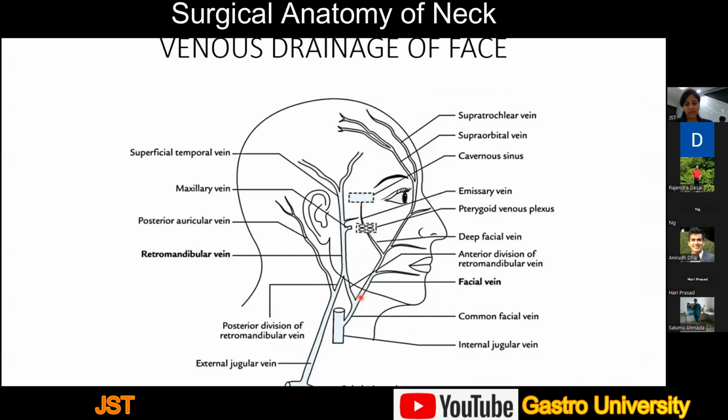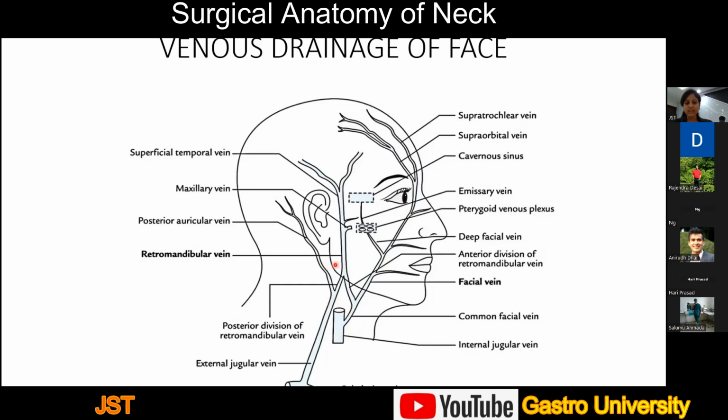Now, this facial vein is joined with the anterior division of the retromandibular vein, which forms the common facial vein. Mind it, we've already seen three facials for now. We have seen a deep facial, we have seen a facial, and we have seen a common facial. The common facial vein is the vein which ultimately drains into the IJV.